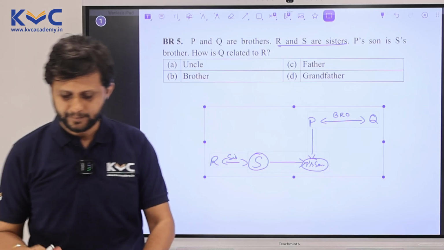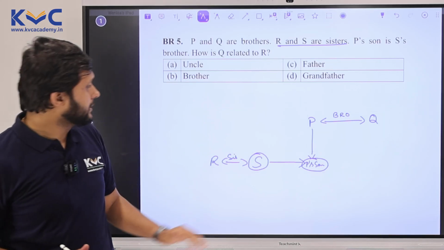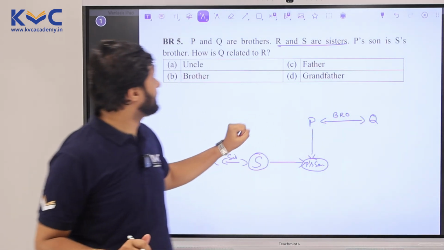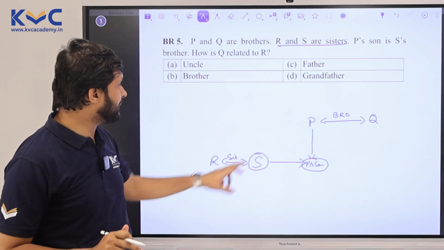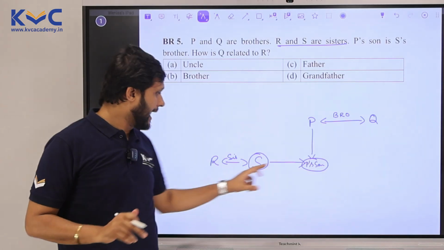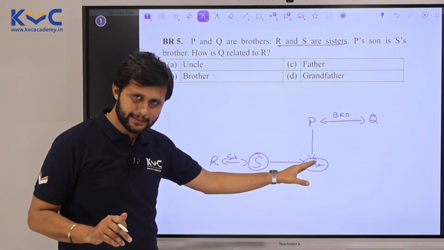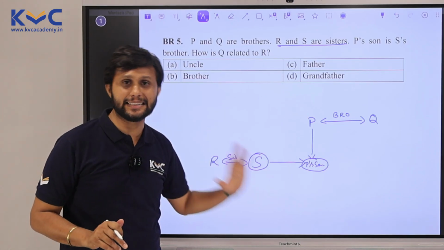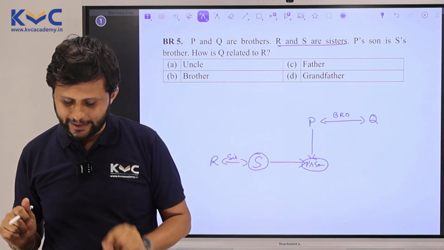Okay, fine. Let me just repeat the entire thing. We started from these two being brothers. After that I said P's son is S's brother, and these two are sisters. Correct? So we have one male person and two females. So basically P has three kids. Okay. Now coming to Q. How is Q related to R?